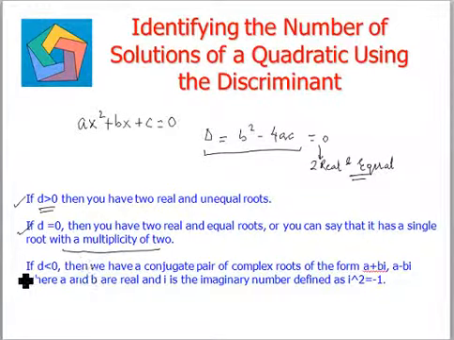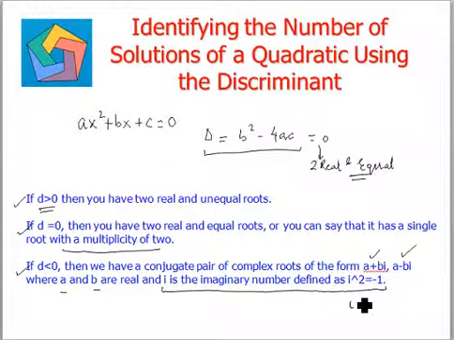If D is less than 0, then we have a conjugate pair of complex roots, also called imaginary roots. They are of the form a plus bi and a minus bi, where a and b are real while i is the imaginary number defined as i squared equals negative 1. So these are the rules to keep in mind while we solve a quadratic equation to determine the number of roots using the discriminant.